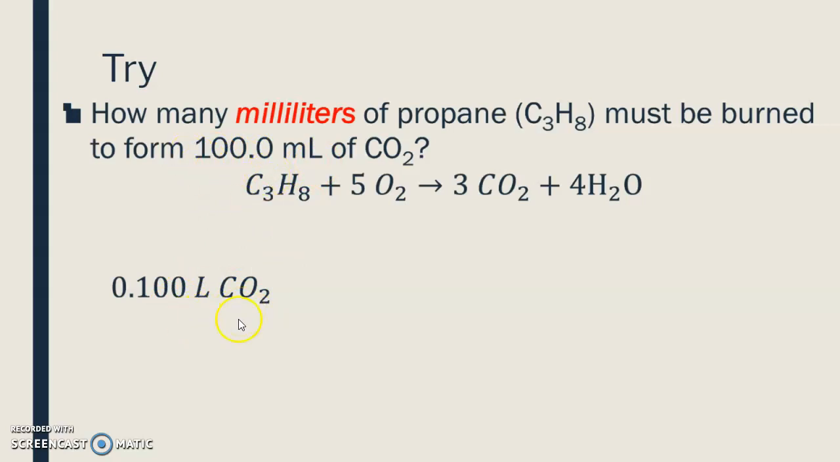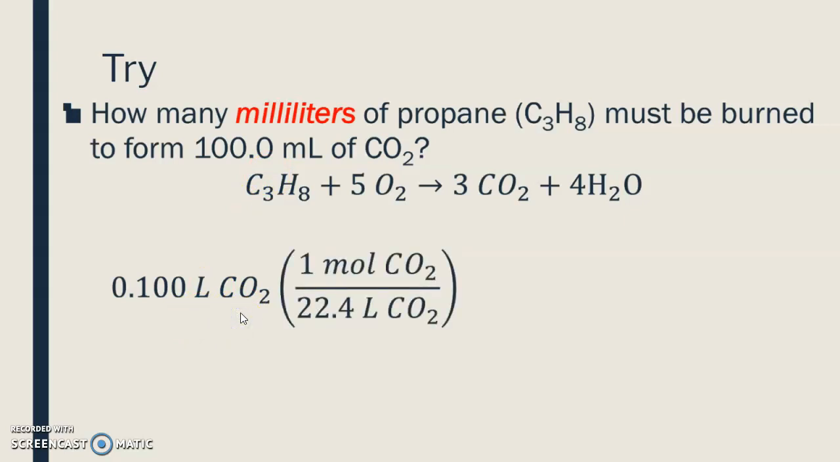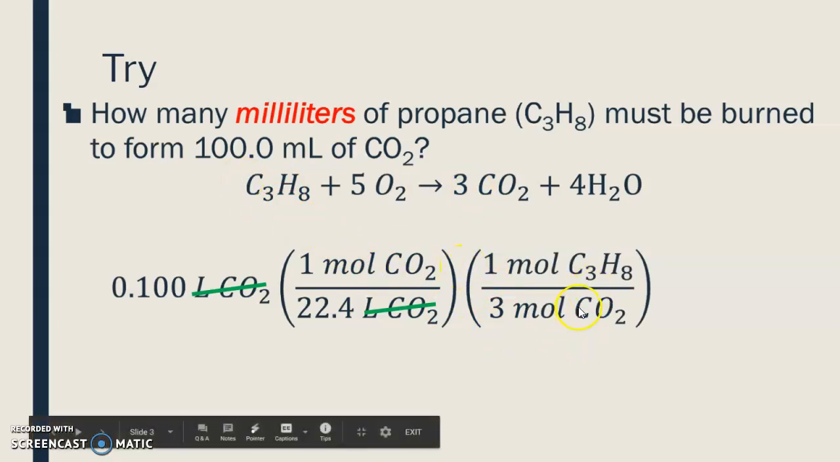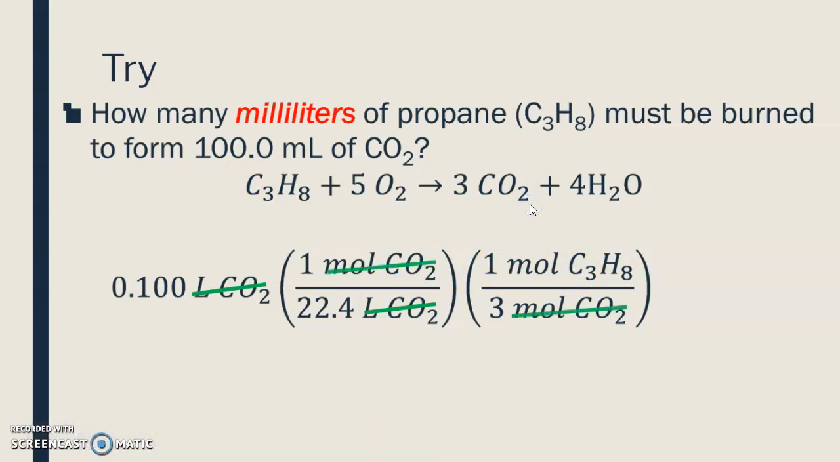All right, and so then from there, I'm going to use, like I said, the molar volume, and my liters are going to cancel out of carbon dioxide, and I'm left with moles of carbon dioxide. Great, but not what I'm looking for. I need to then look at my balanced equation. How many moles of carbon dioxide do I have compared to the moles of the propane, C3H8? All right, and this is a 3-to-1 ratio when we're looking at carbon dioxide compared to the propane. So my moles of carbon dioxide will cancel out, and I'm left with moles of C3H8.